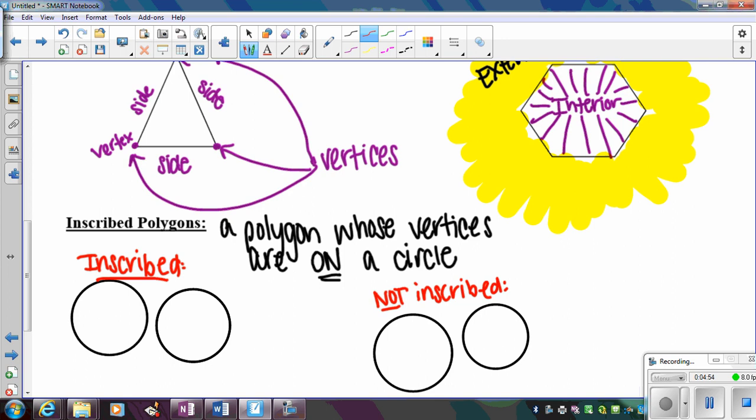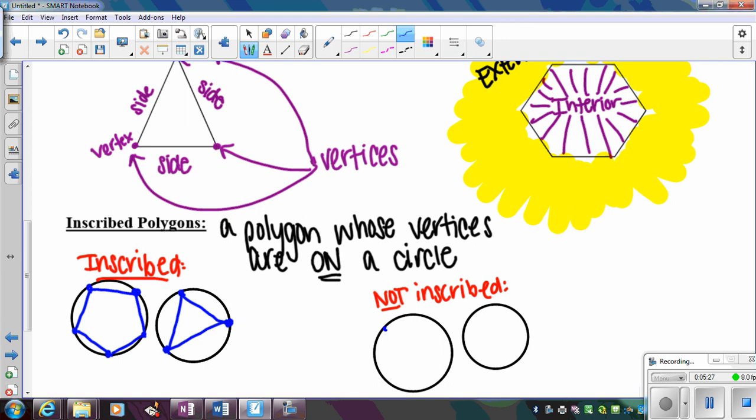So if we're talking about inscribed, that means basically start with some points on a circle. It doesn't really matter how many points you have, and connect them. Let's see, put another one here. So this would be inscribed because every single vertex of this polygon is on the circle. So another example, let's just say I make a triangle. Again, inscribed because the points are on the circle.